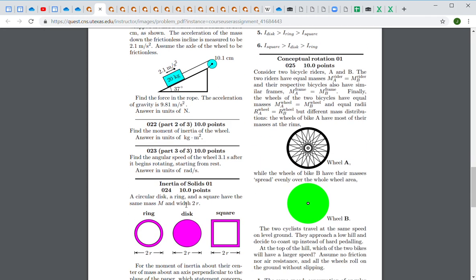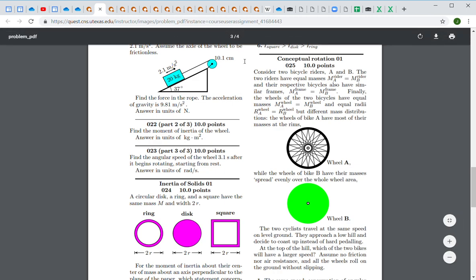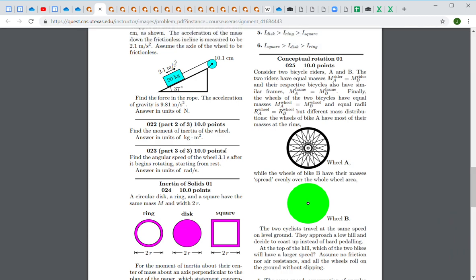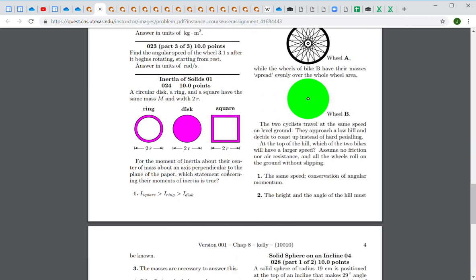Part 3, find the angular speed of the wheel 3.1 seconds after it begins rotating. Well, again, in the process of doing the previous part, we found out what alpha was in radians per second squared, and therefore we can do a little kinematics calculation. The appropriate one to use is omega final equals omega initial plus alpha times t. We know alpha. We know omega initial is 0 if it starts from rest, and we want to calculate what omega final is.